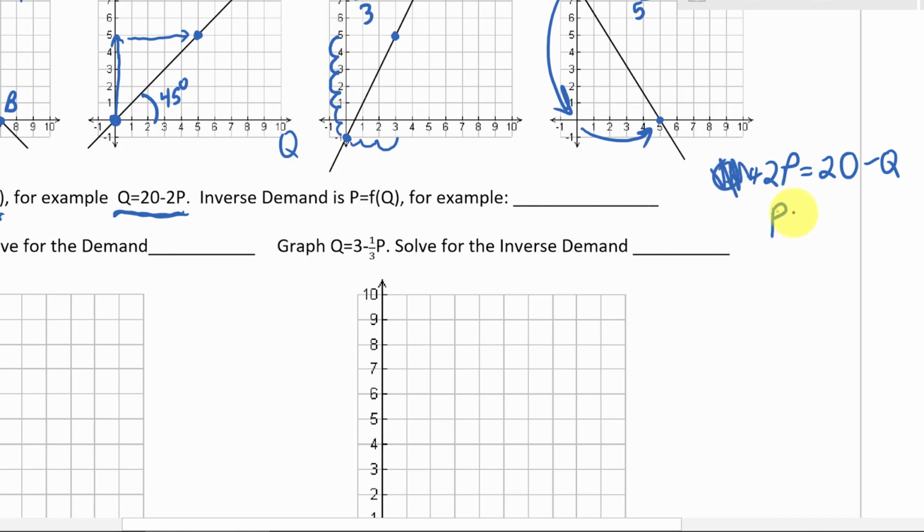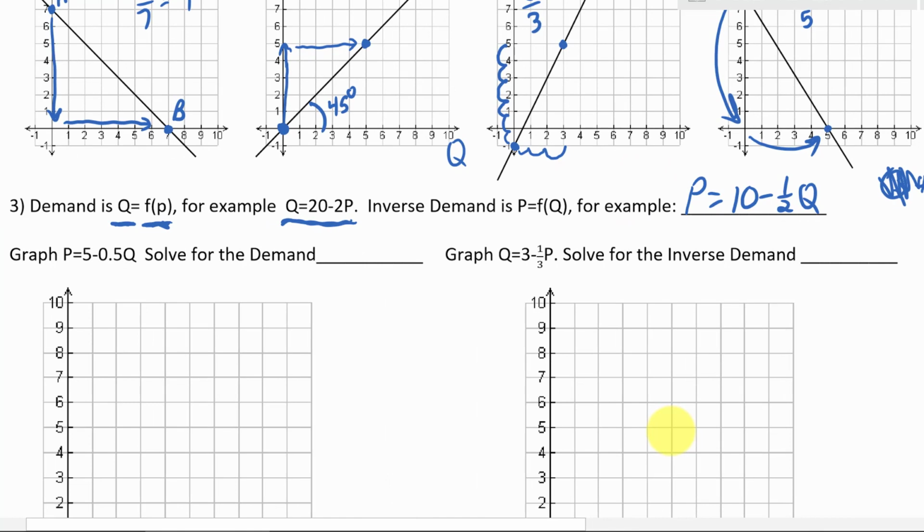So then we'll have p equals 20 divided by 2, which is 10, minus q over 2, or 1/2 q, or 0.5q. All those are perfectly good ways of writing that. And I don't have a preferred method. I want you to use your preferred method when you do these things. All right, so we have p equals 10 minus 1/2 q.